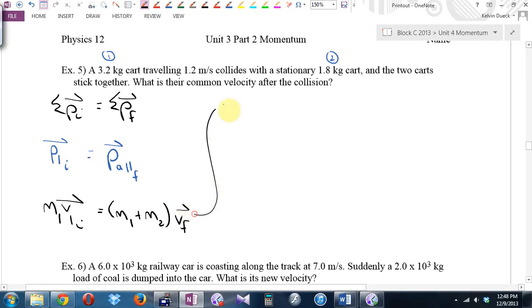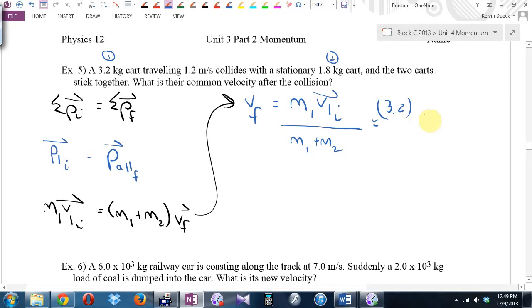Okay, so if I hear you correctly, Elijah, and I think I do, you're saying V final is going to be the first mass times the first velocity initial, divided by that. So it's going to be 3.2 times 1.2 divided by 3.2 plus 1.8.